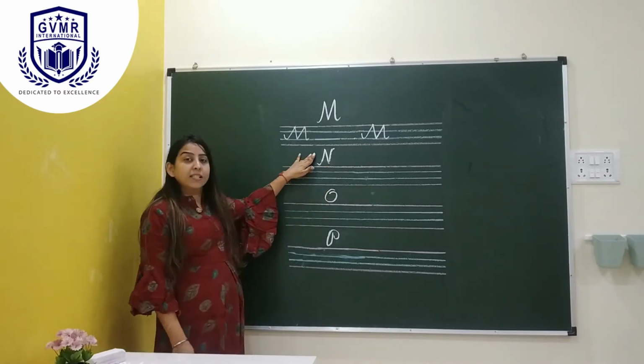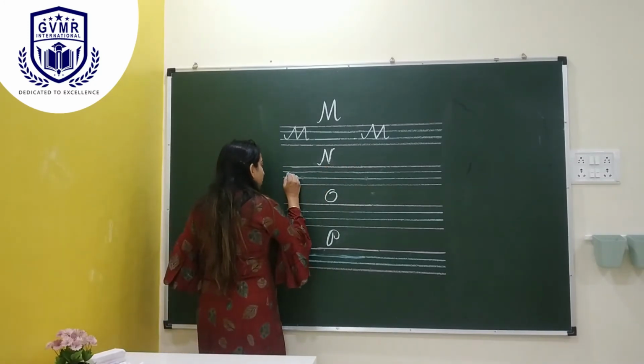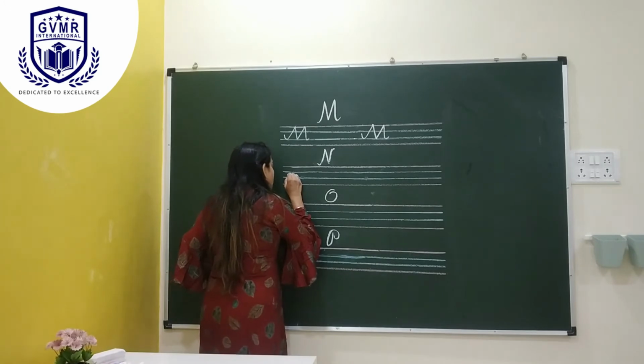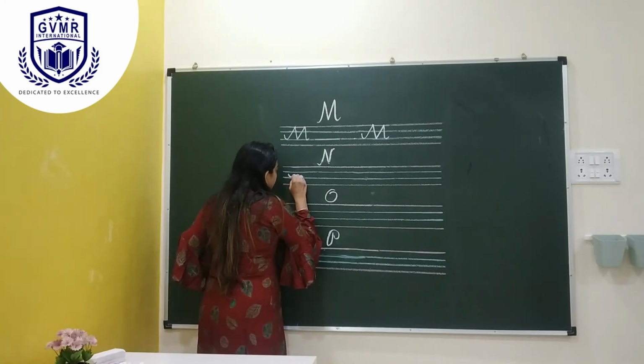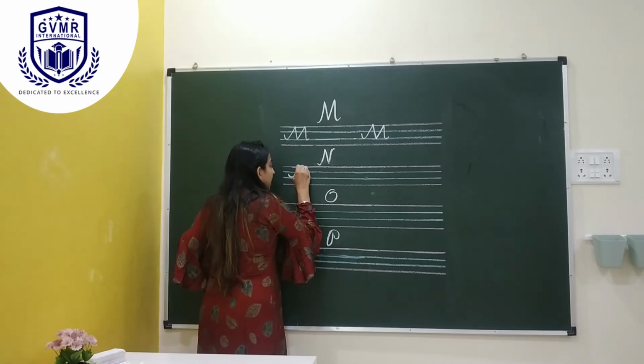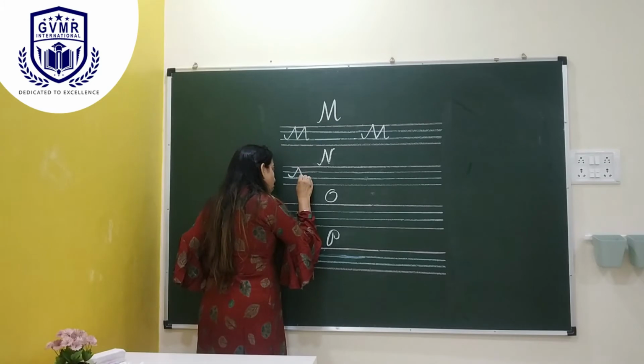The next letter is N. Start below the first blue line, take a small turn towards right, touch the second blue line and go up making a slanting line, touch the red line. From the red line, come down making a slanting line and touch the second blue line.